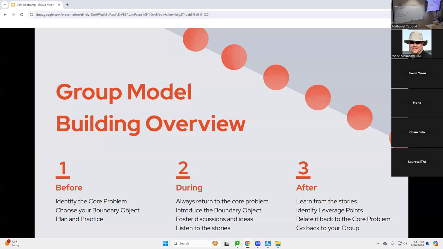And then after, lots of learning, identifying the leverage points, right? Relating it back again to that core problem, super critical at the beginning. And then going back to your group, right? That KT, the knowledge translation piece. If people are involved in this process and they love it during the day of, and then you disappear, they're never going to do it again, right?